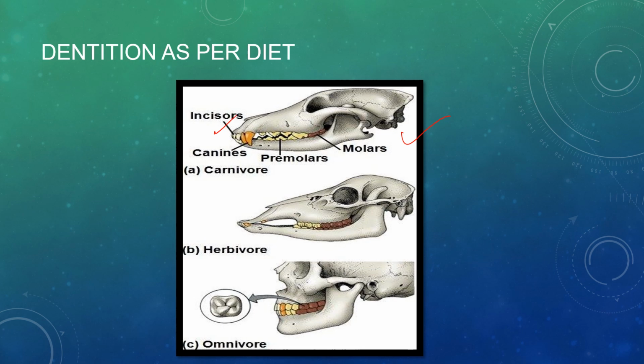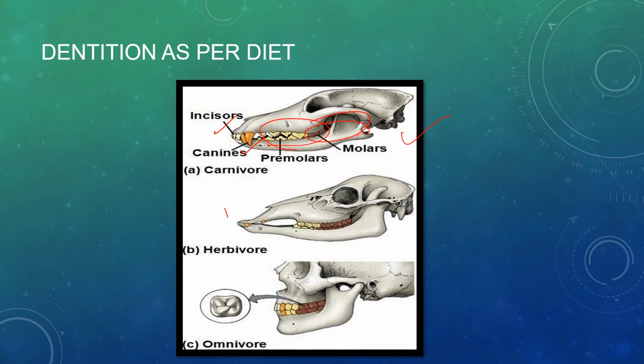The incisors and the canines, you can see, can be used to kill and tear the flesh. Carnivores depend on flesh only, so the main power is in the incisors and canines, used to kill the prey and tear the flesh. The premolars and molars are modified for crushing and shredding the flesh. So this is the carnivore dentition.